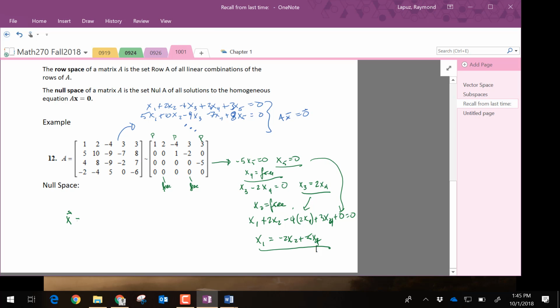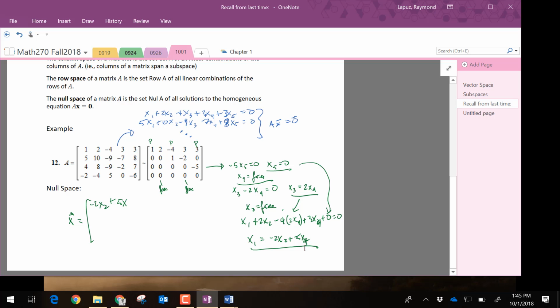X is equal to, let me write it out first as all these underlying solutions. So x1 is going to be minus 2x2 plus 5x4. X2 is free. X3 is 2x4. X4 is free. And x5 is equal to 0.